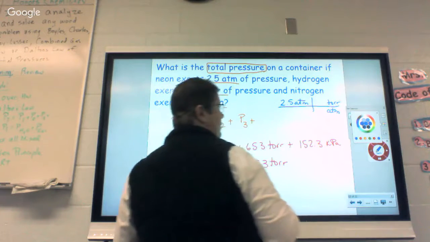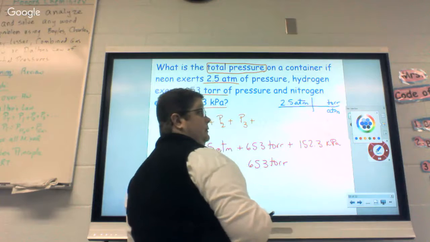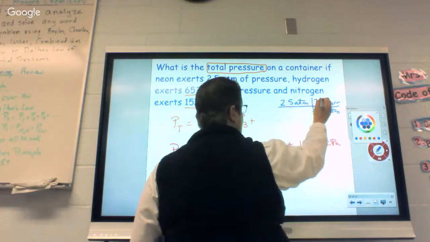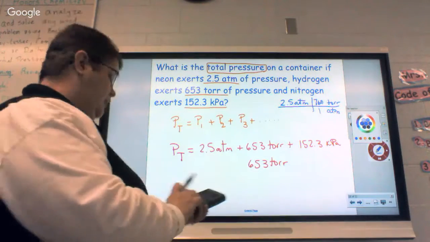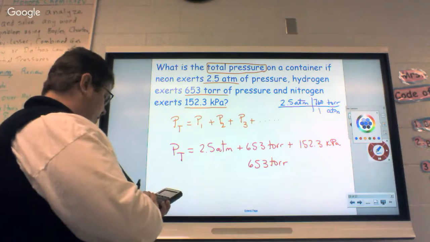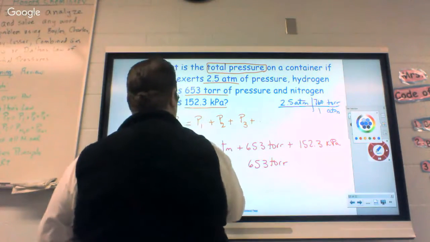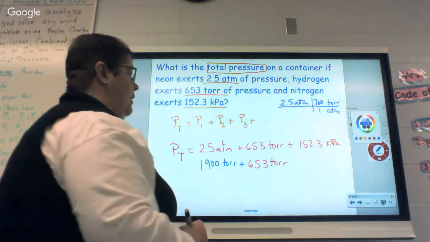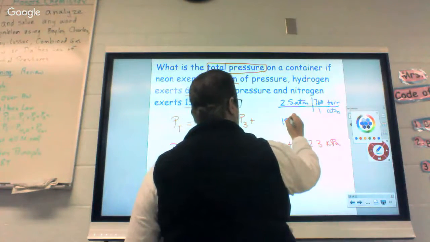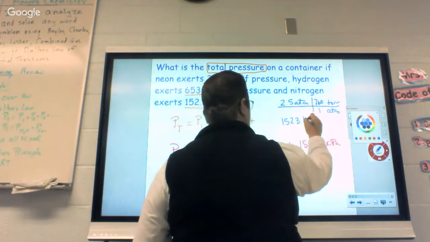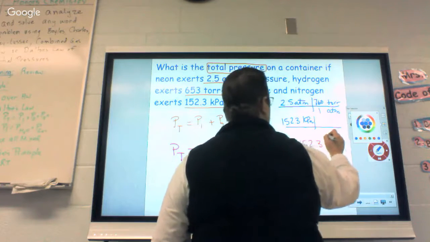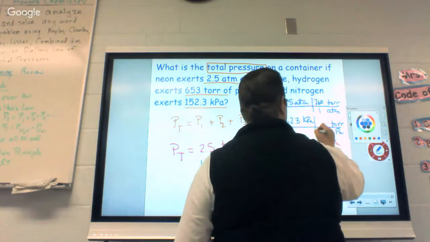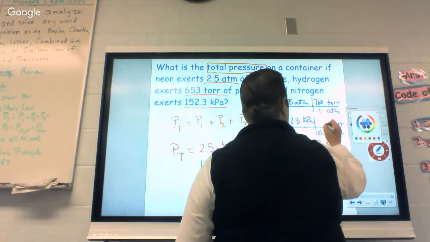So ATM gets what number? Yeah, and torr gets? So 2.5 times 760 is 1900. All right, and 152.3 kPa, and torr will give us 101.325 and 760.